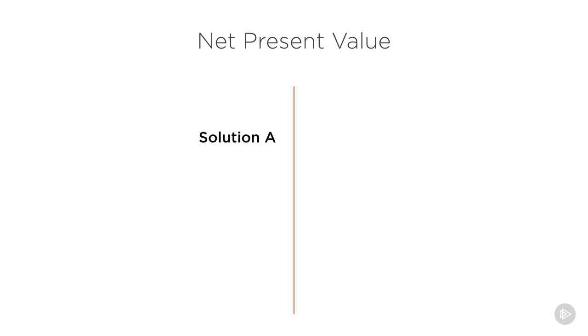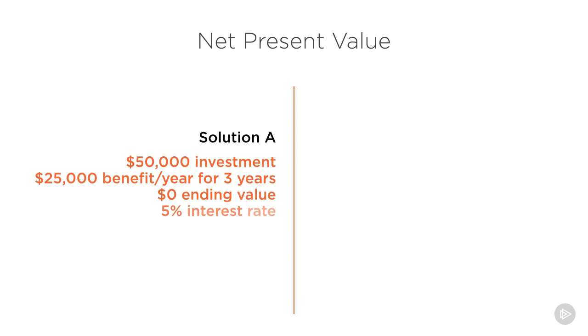In Solution A, we have a $50,000 investment that takes place that offers a $25,000 benefit per year for 3 years with an ending value of $0. Let's say that we're in a 5% interest rate environment because that's the rate at which we can borrow money in order to fund this investment. Here, we would expect a net present value of $68,081 with 20 cents.